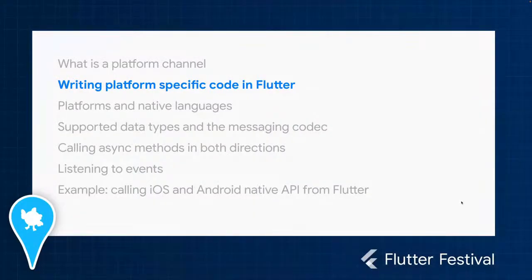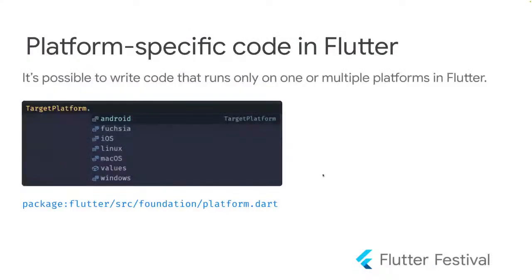So how do we write platform-specific code in Flutter? Before we dive into native, let's see how we can write platform-specific code without touching the native side directly in Flutter. To write platform-specific code, that means you have some condition or a function that you want to call on iOS, and you have another function you want to call on Android.